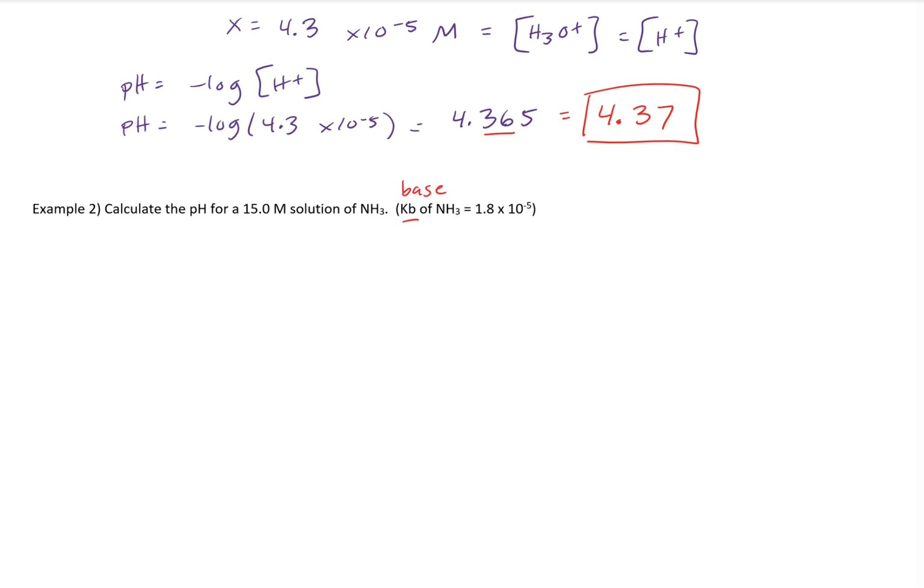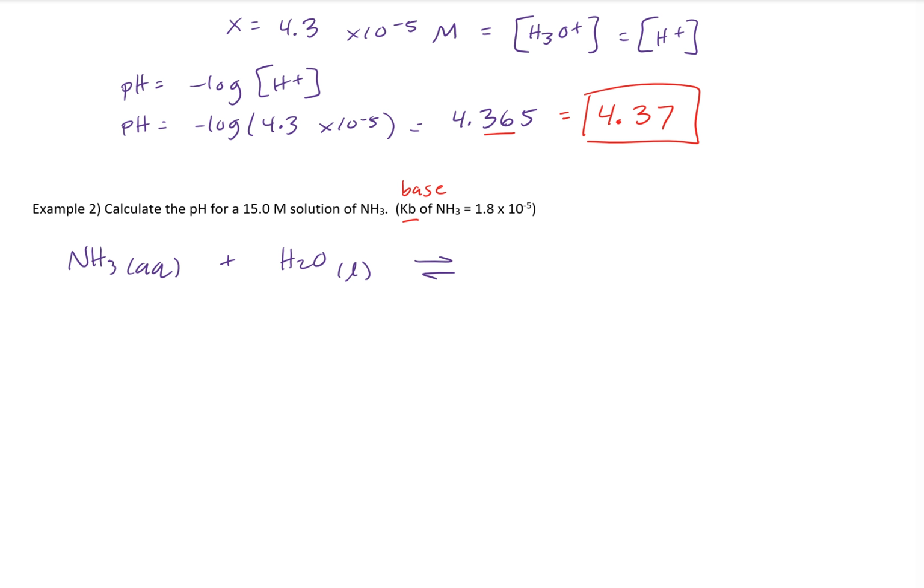because it has that nitrogen on it, and that nitrogen is really good at attracting positive ions such as a hydrogen ion. So first we're going to start by writing the dissociation equation for this weak base, ammonia in water.